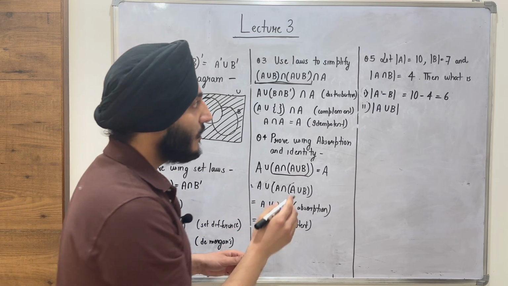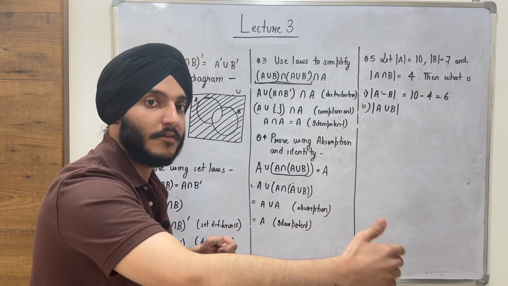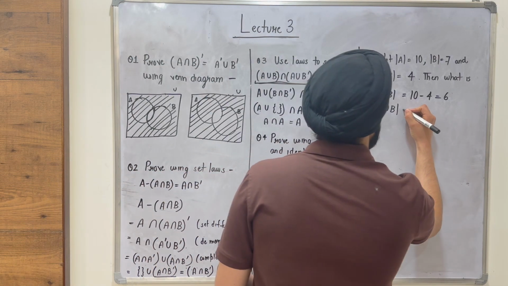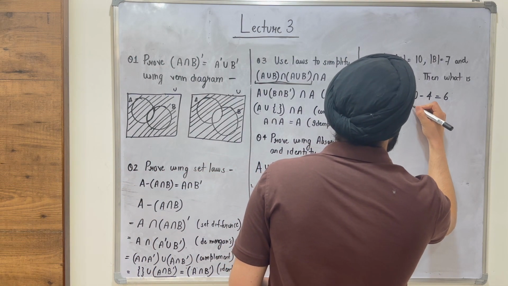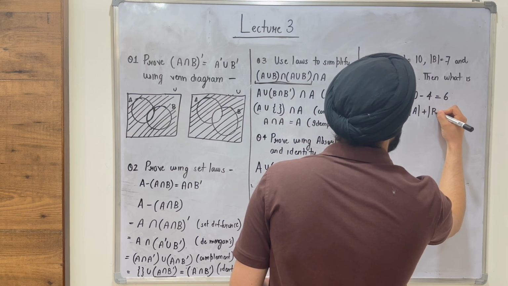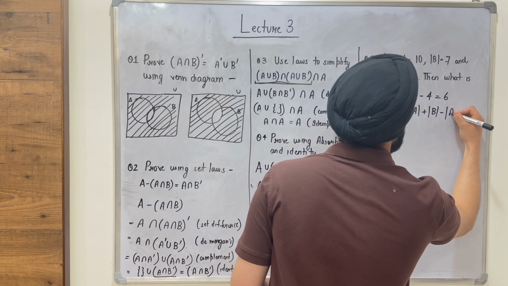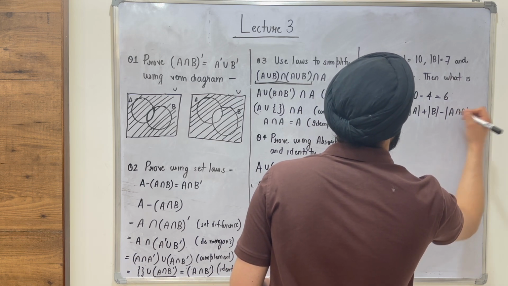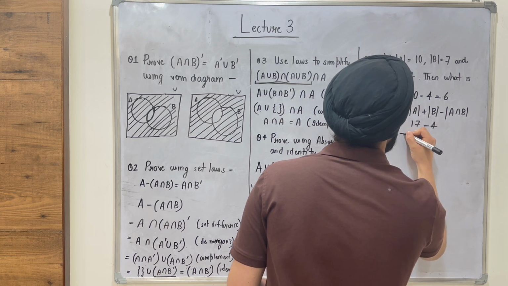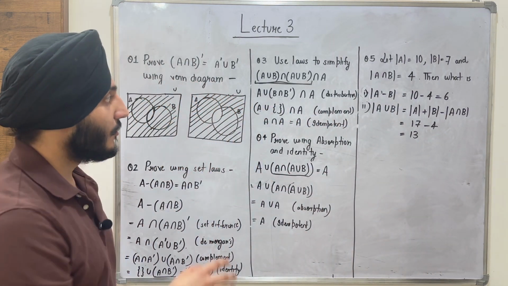So what I need to do is add all the elements and then subtract the common elements from them. I need to add the cardinality of A plus the cardinality of B, and I need to subtract what is common in both of them, which is the cardinality of A intersection B. So this is 17 minus 4, which is going to be 13. So this is going to be the answer.